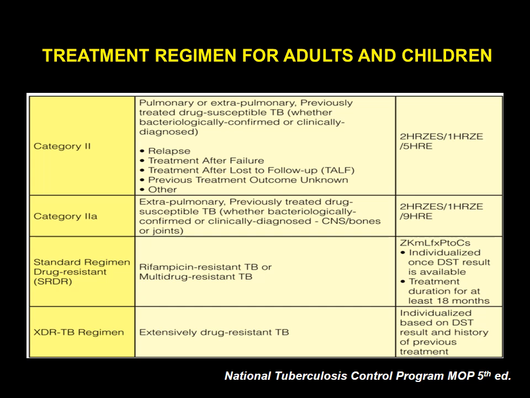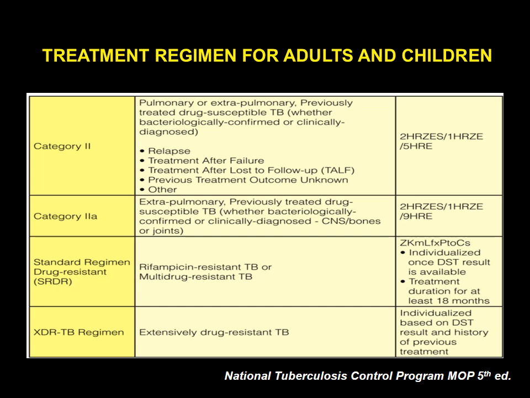Category 2A, for retreatment cases of severe extrapulmonary TB, the treatment is 2 months of isoniazid, rifampicin, pyrazinamide, ethambutol, and streptomycin, followed by 1 month isoniazid, rifampicin, pyrazinamide, and ethambutol, followed by 9 months of isoniazid, rifampicin, and ethambutol, for a total of 12 months of therapy. All retreatment cases should be screened for drug-resistant TB and referred to Programmatic Management of Drug-Resistant TB or the PMDT.